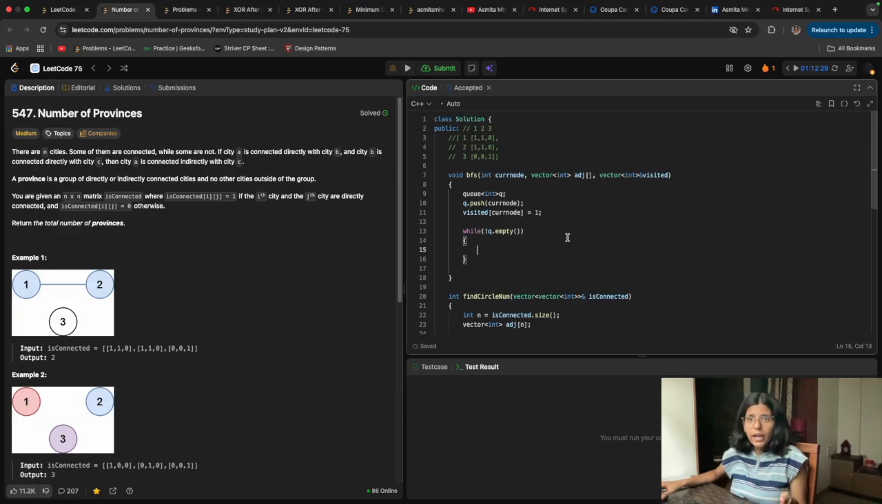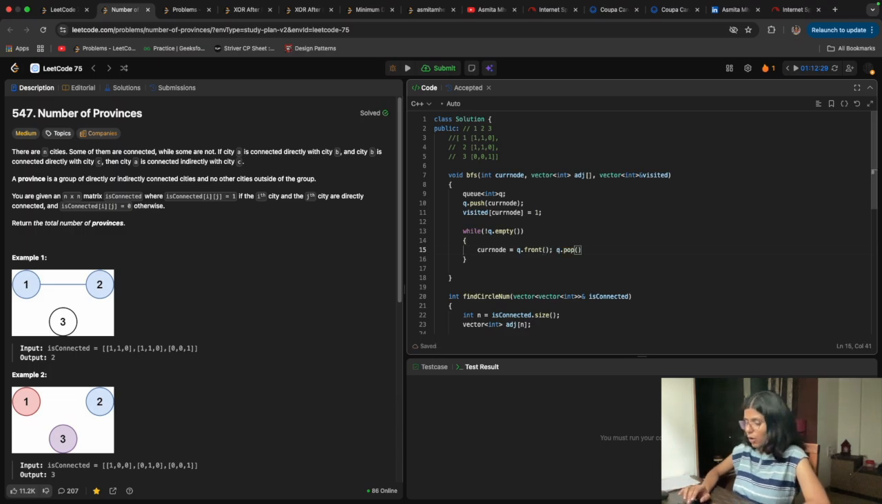The BFS idea here is that we take a node and visit all its neighbor nodes, first come first serve, right? All neighbor nodes of the first node, then the neighbor nodes of those neighbors. So to go level wise, we need to take a queue here. I think you understood that idea. While the queue isn't empty, we'll update the current node: current node = q.front, and q.pop.